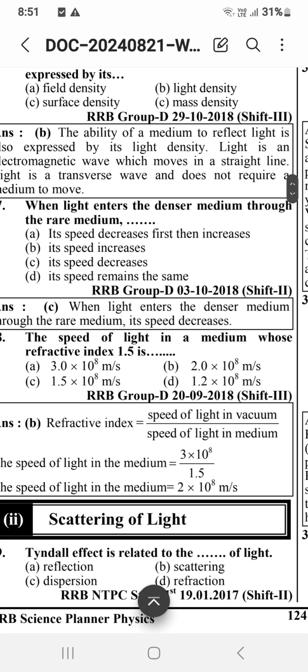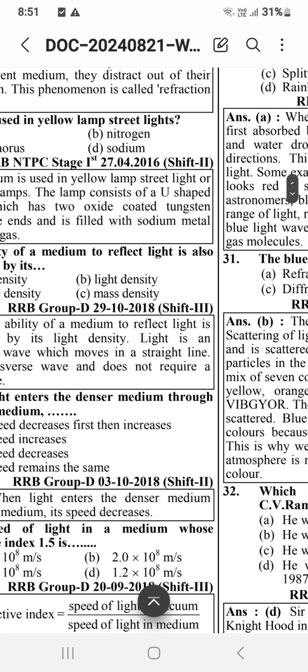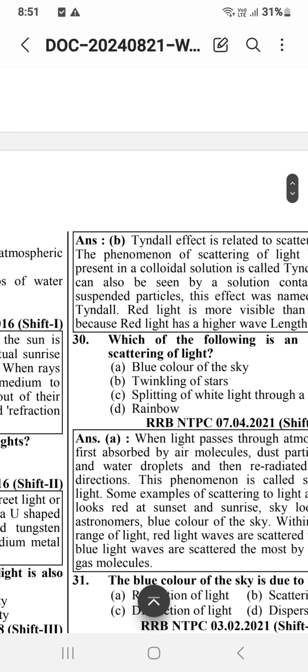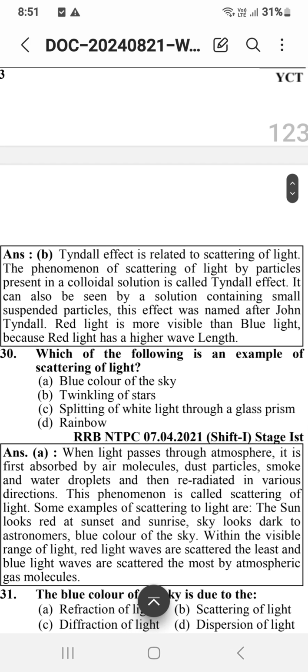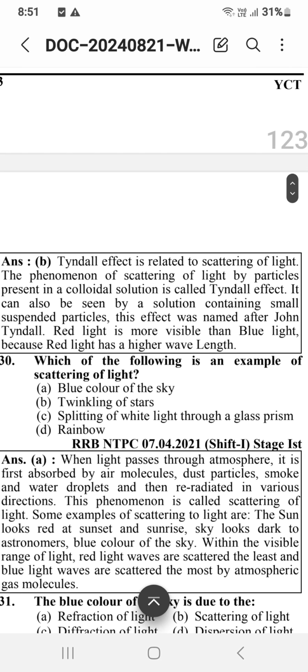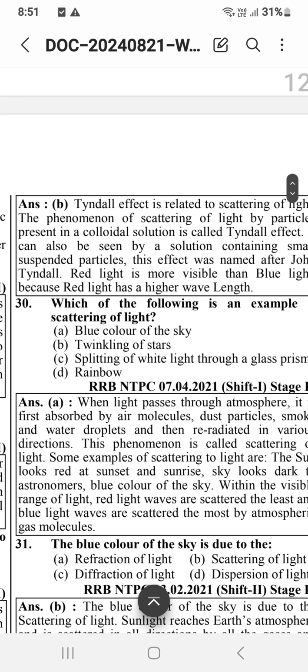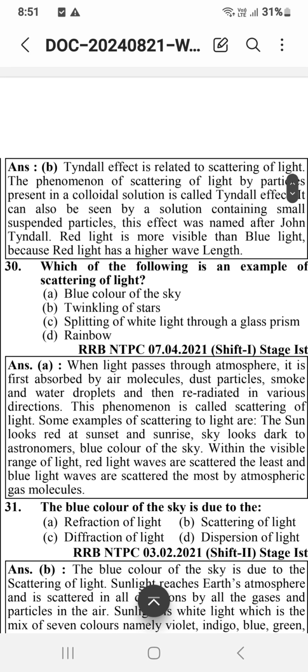Scattering of light is a new topic. Tyndall's effect is related to the scattering of light. Which of the following is an example of the scattering of light? The blue color of the sky. The blue color of the sky is due to scattering of light.